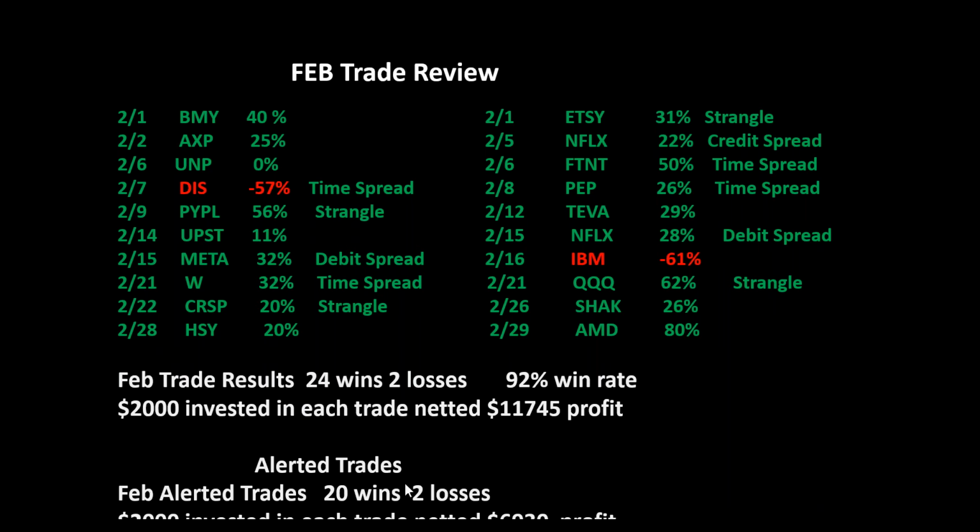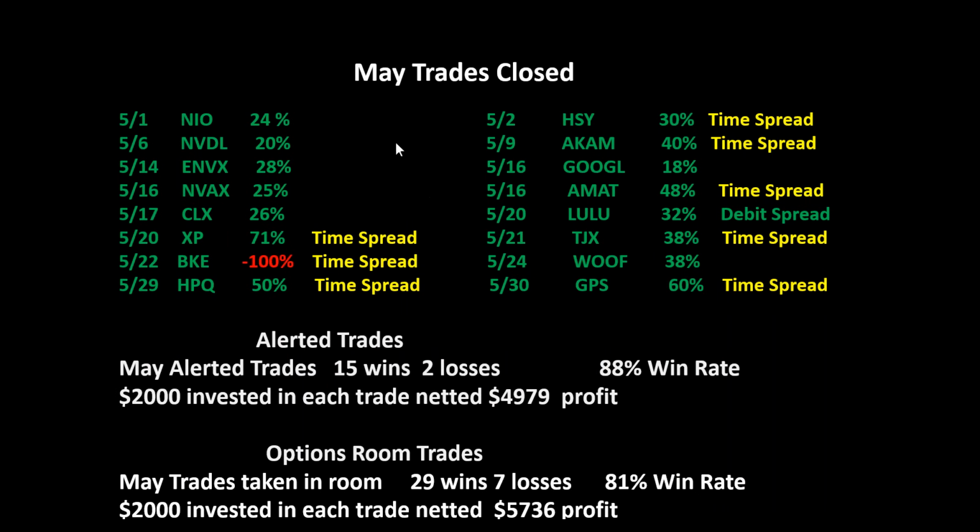On the alert service, I don't alert every trade that we take in the room, for several reasons. It'd be too late in the day to take it, you're going to be in for too short a period of time, or it may be more of a spec trade. February alerted trades, 20 and 2. Again, you can see we had 4 fewer trades, and made 6,930 on 2,000 invested in the alert service.